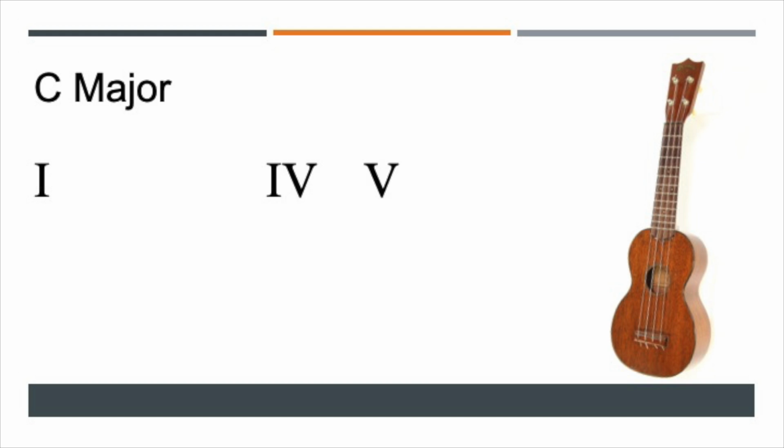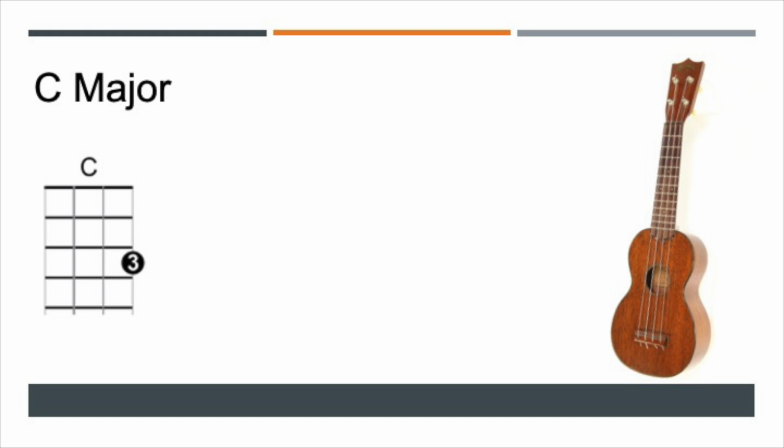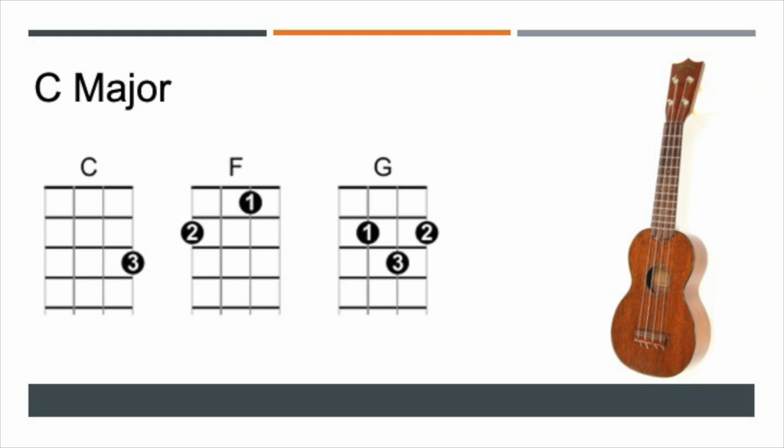We use Roman numerals to number the chords built from a scale, and for major chords we would use uppercase Roman numerals. So the chords built from the 1st, 4th and 5th degrees of the C major scale would be C major, F major and G major.